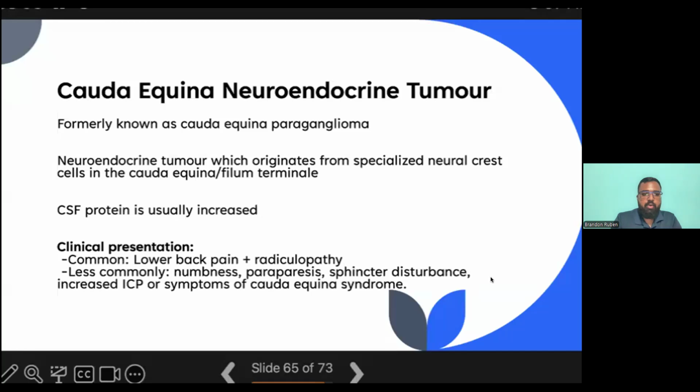Finally, cauda equina neuroendocrine tumor, formerly known as cauda equina paraganglioma. These are neuroendocrine tumors which originate from specialized neural crest cells in the cauda equina. CSF protein is usually increased. Patients commonly present with lower back pain and radiculopathy, and less commonly numbness, paraparesis, sphincter disturbance, increased ICP, or symptoms of cauda equina syndrome.